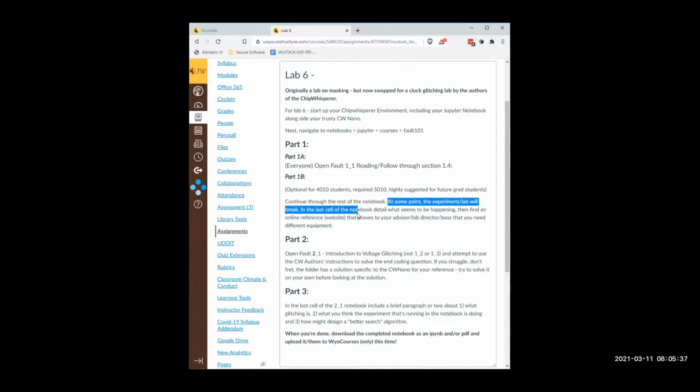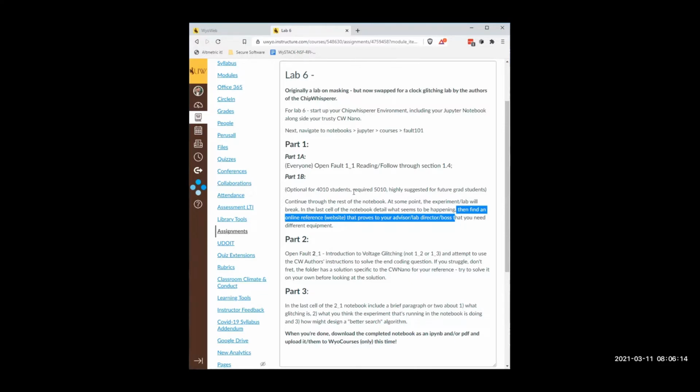Imagine that you've been placed in a new research lab or you're a new graduate student and an advisor or somebody, I mean, this could even be in a research lab outside of the university setting. Somebody tells you, okay, hey, we've got this experiment, go run it. You run it and you run into this problem. What are you going to do? And to give you a hint, what I want you to do in the last notebook at the cell for that one is detail what you think is happening, and then find a reference somewhere that proves to your advisor, lab director, boss, whatever, that you need different equipment.